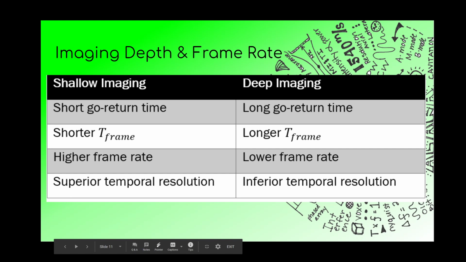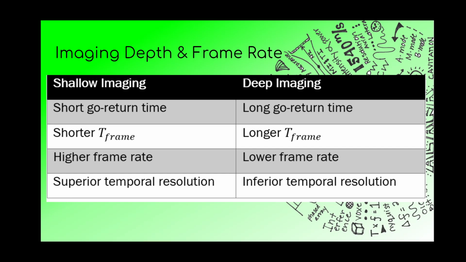So if we look at imaging depth and the frame rate, what we will see is that in shallow imaging, so maybe like 2 centimeters, 5 centimeters, we're going to have a short go-return time, which makes our T-frame shorter because those pulses can return to the depth and get back in a quicker amount of time. So it takes less time to make one picture. So it's a short T-frame. Because it's a short T-frame, we get high frame rate and we get superior temporal resolution.